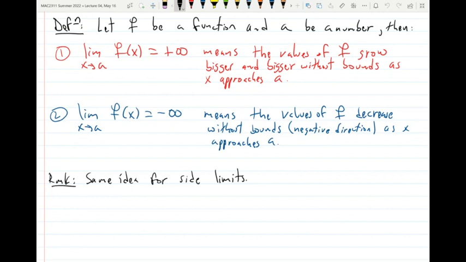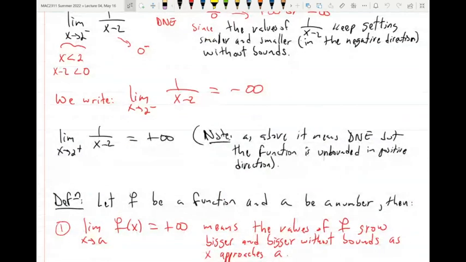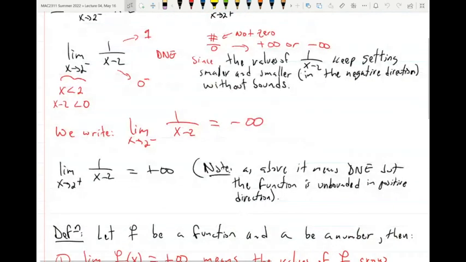For example, if the question would have been here, what's the limit of 1 over x minus 2 as x approaches 2? What would be the answer? Here was from the left, here is from the right. What if I just say x approaches 2? Why? It goes to different places, right? To the right, it goes to positive infinity. To the left, it goes to negative infinity. So around 2, the behavior is different, right?